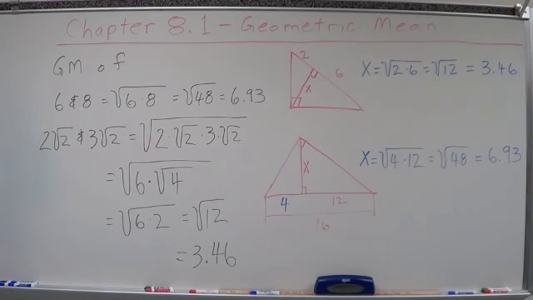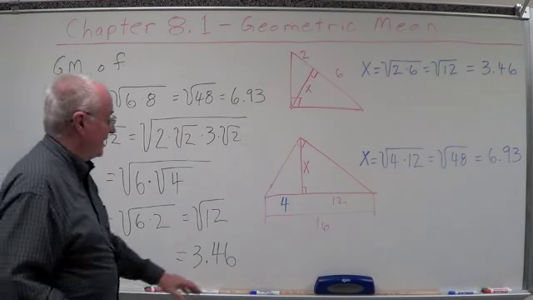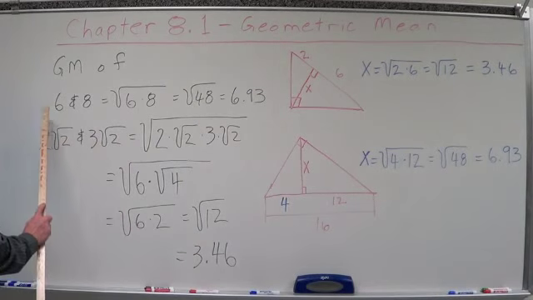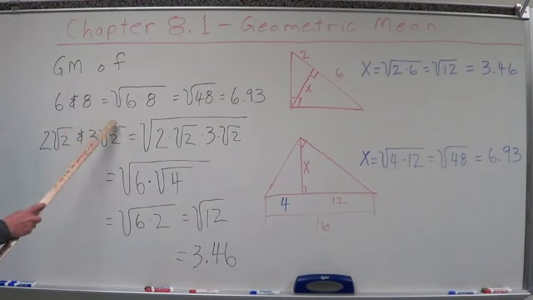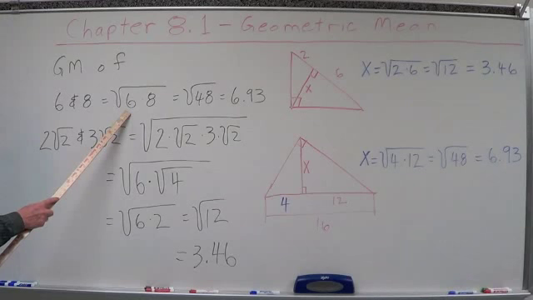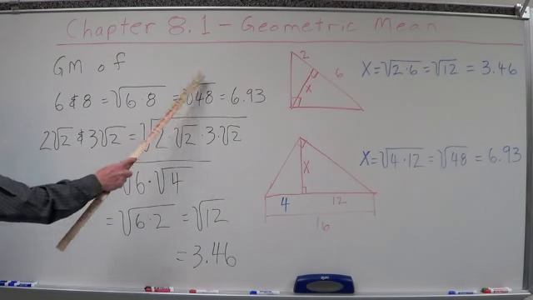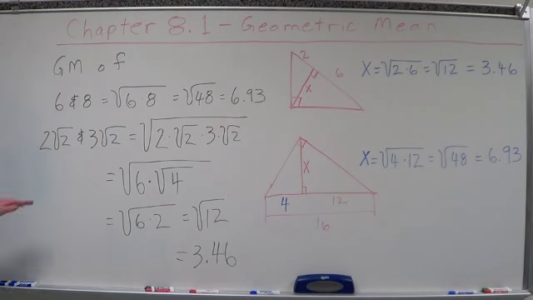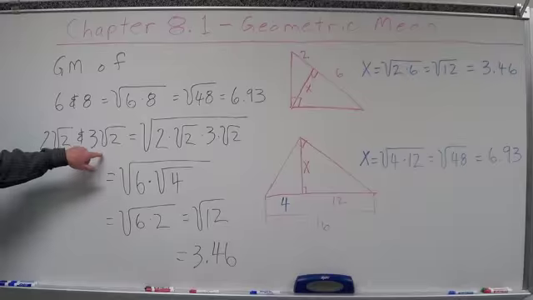Okay, here's some sample problems using GM. And we've done this one before. We just simply say, okay, what is the geometric mean between 6 and 8? Well, it is the positive square root of the product of 6 and 8, which is the square root of 48, which is 6.93.